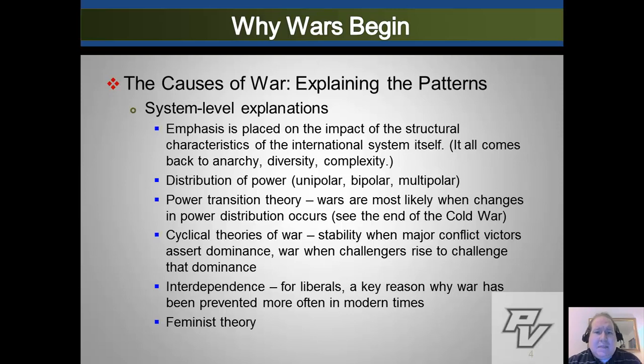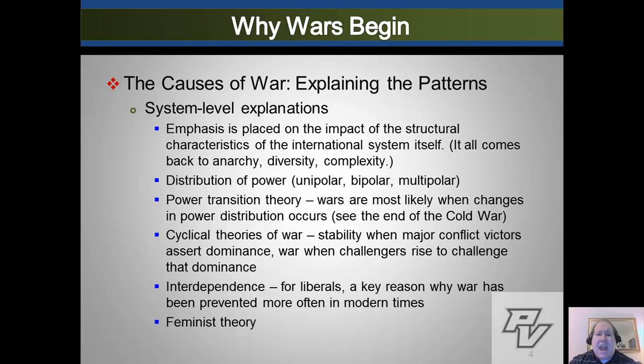Another big explanation can be the distribution of power. How many countries have the power in a situation? Are we talking about a unipolar world, where many people consider the United States to be a sole superpower? Are we talking about a bipolar world, such as we saw in the Cold War, therefore you have the U.S. and the Soviet Union coming on multiple sides? Or do we live in a multipolar world, such as the one many people would say we live in today?